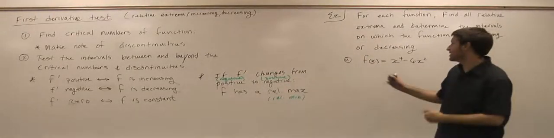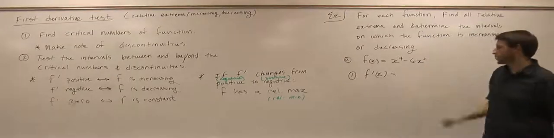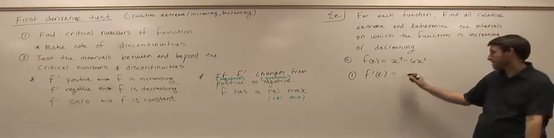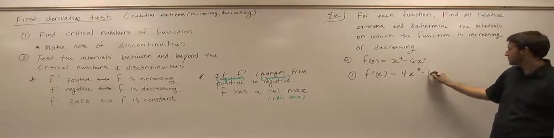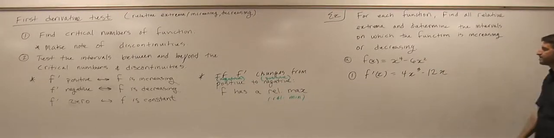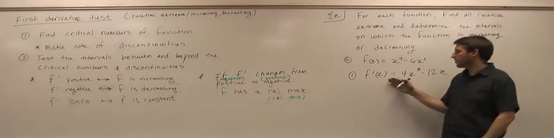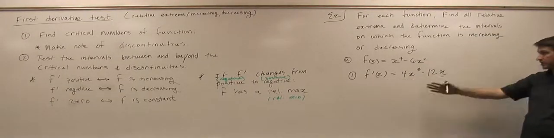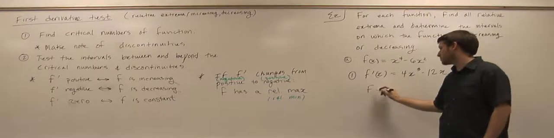So you're going to start here by taking the derivative and finding the critical numbers. What's the derivative? 4x cubed minus 12x. For critical numbers, you have to worry about where the derivative is 0 or undefined. But this guy's never undefined. Okay, so I'm just going to worry about where f prime equals 0.